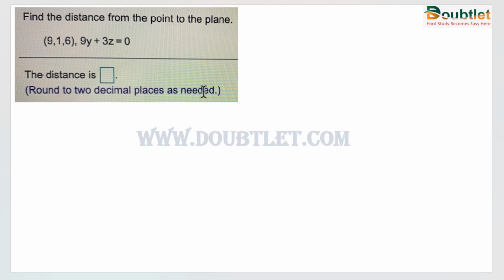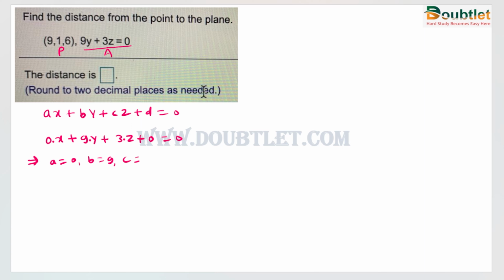Now we will try to solve another example. Point P is given here and the equation of plane A is given. First we will convert the equation of plane into general form. The general form of a plane is ax plus by plus cz plus d is equal to 0. But here only y and z terms are given. So we can assume that x will be multiplied by 0 plus 9y plus 3 into z plus 0 is equal to 0. By comparison, we can write a is equal to 0, b is equal to 9, c is equal to 3, and d is equal to 0.